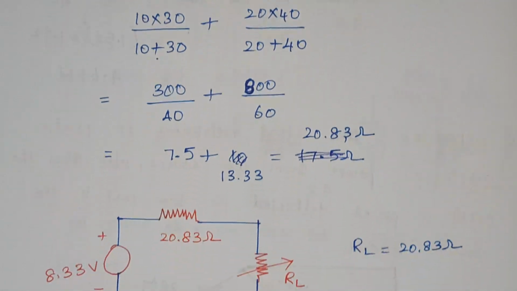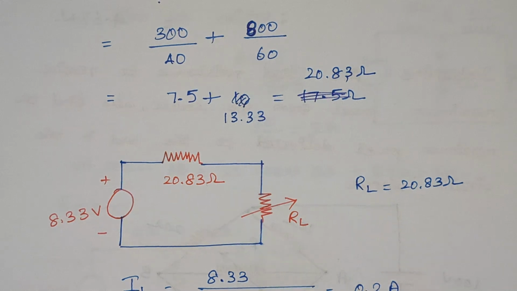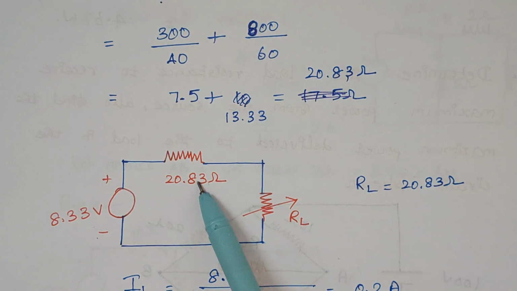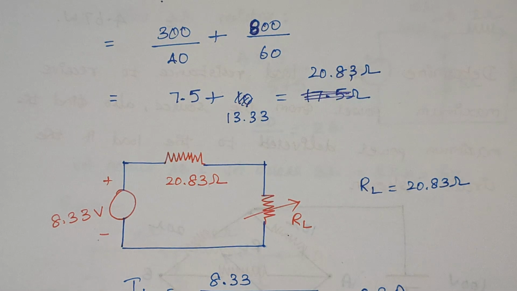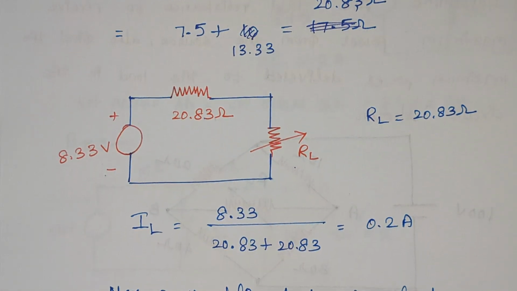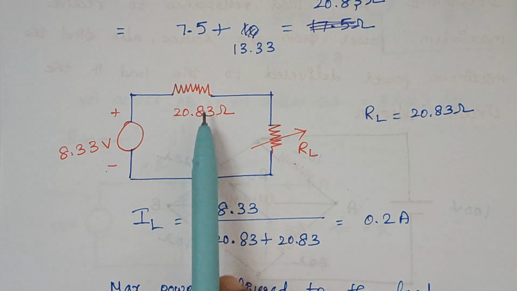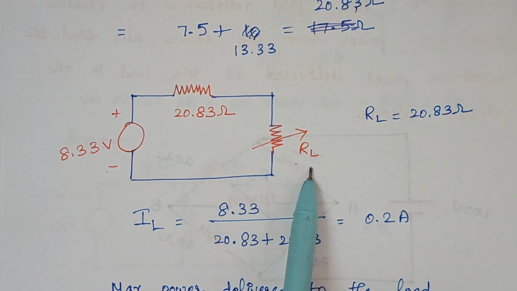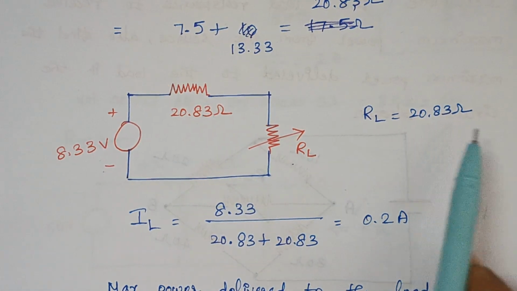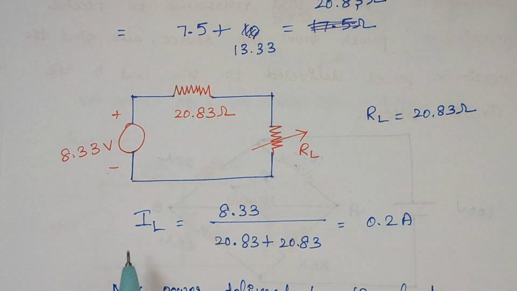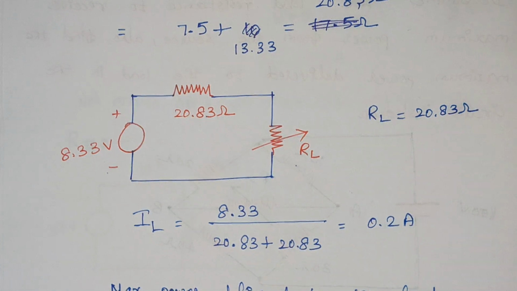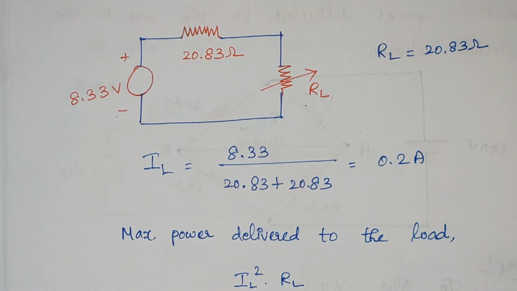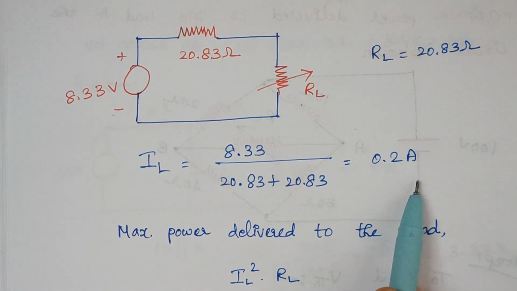Now when you draw the final circuit, here we have a voltage source, here we have Rth and here this is RL. Again, to deliver maximum power to RL, the value of the source resistance should be equal to RL. Therefore, RL is 20.83 ohms. Therefore, the current is 8.33 divided by 20.83 plus 20.83. That gives the answer as 0.2 amps, right?